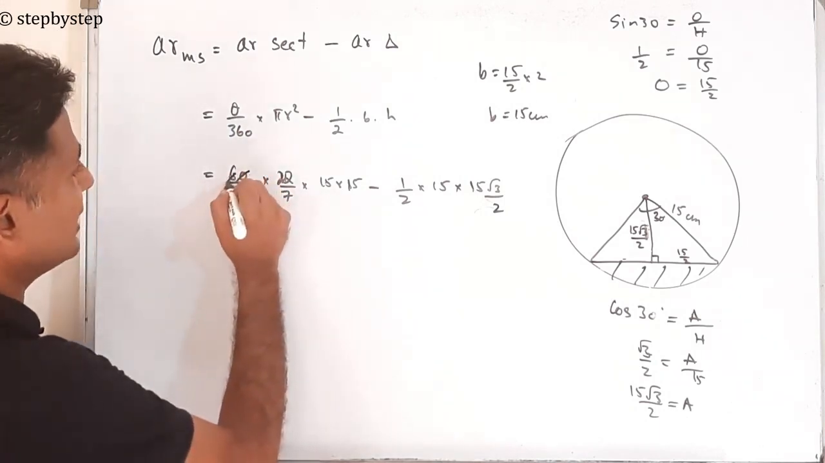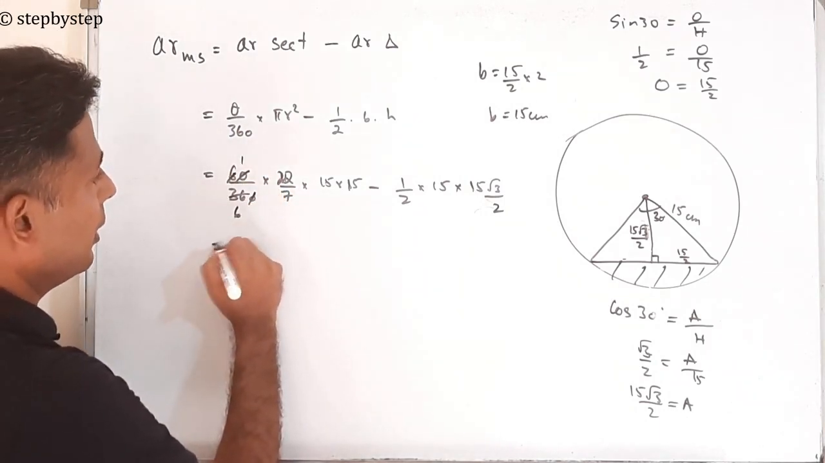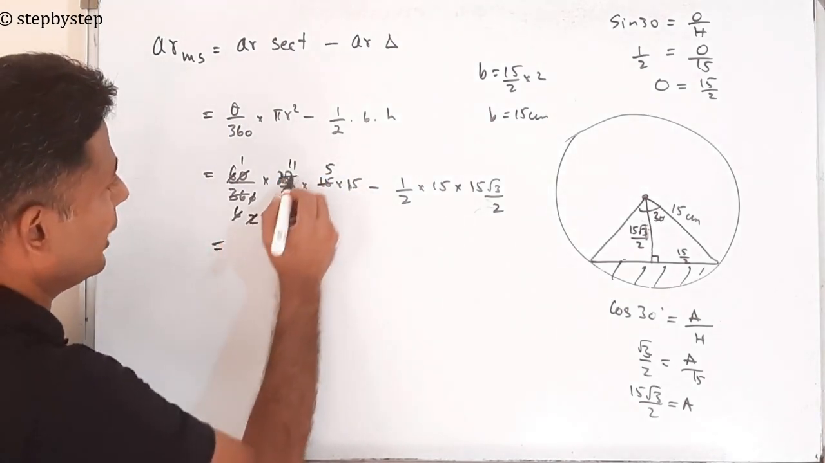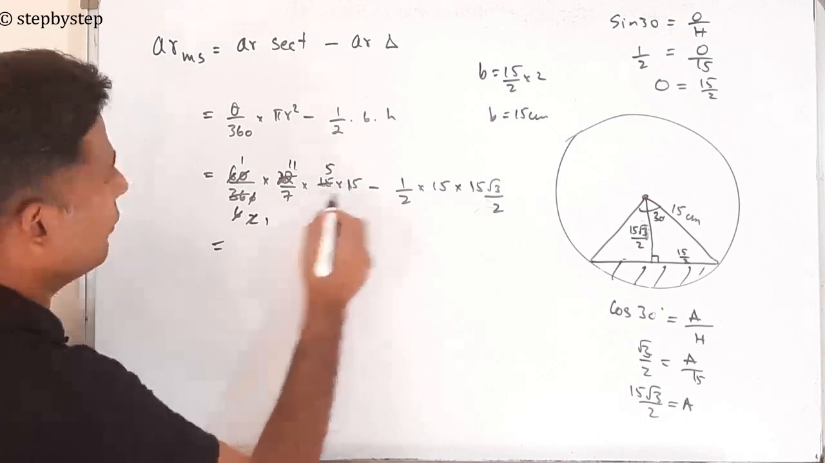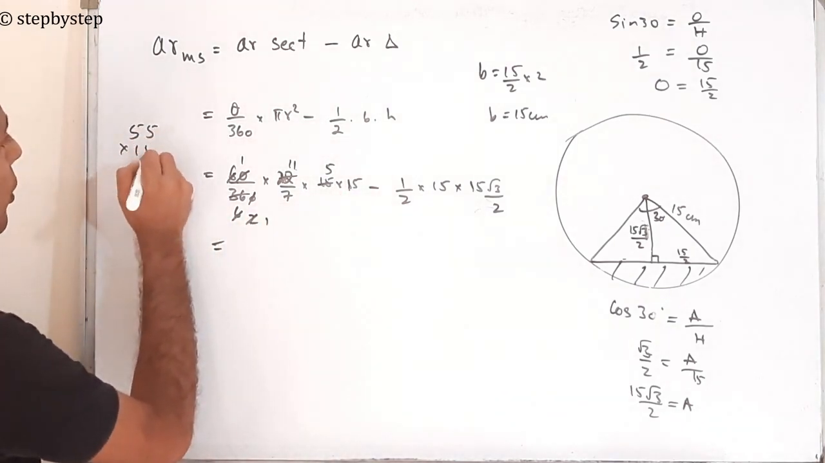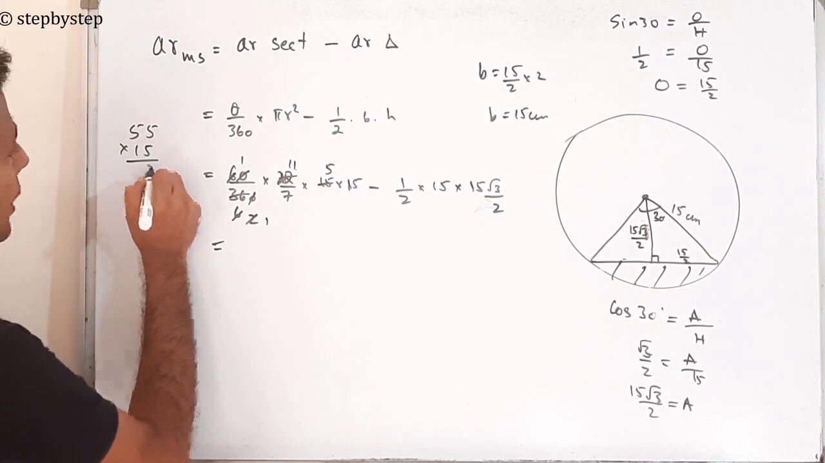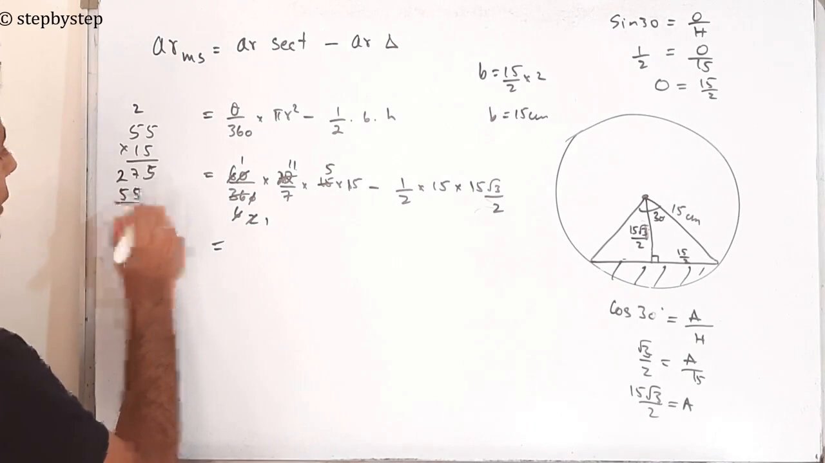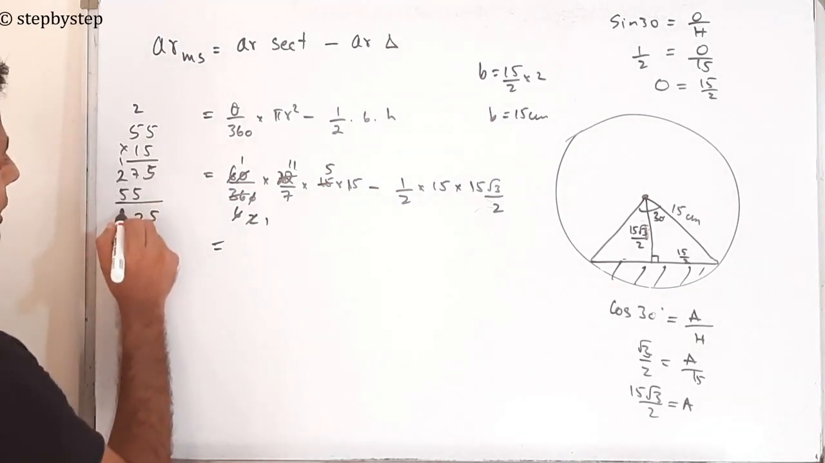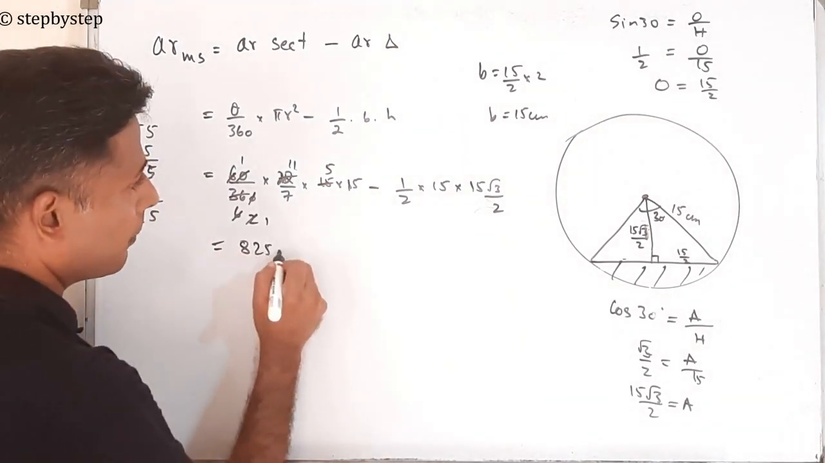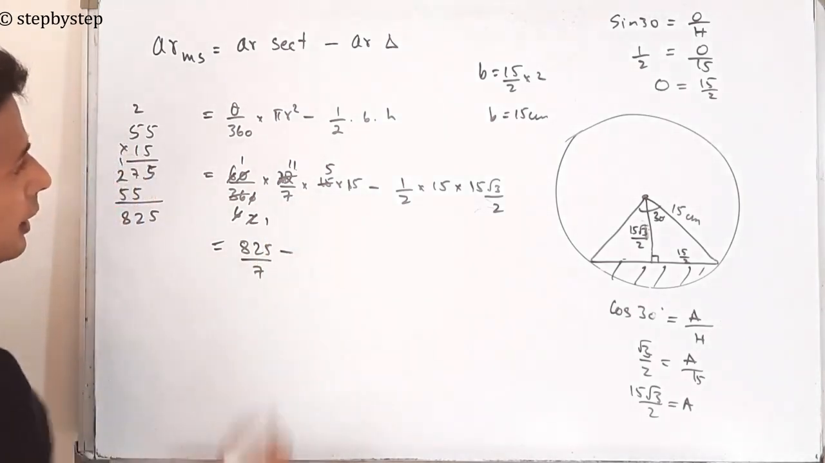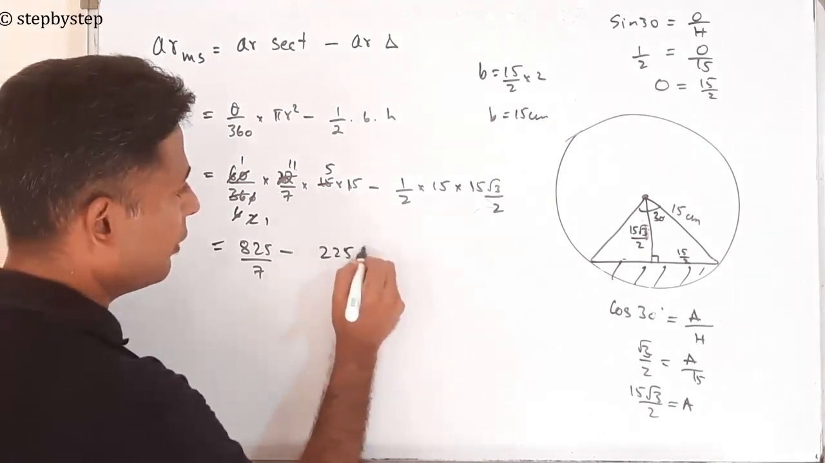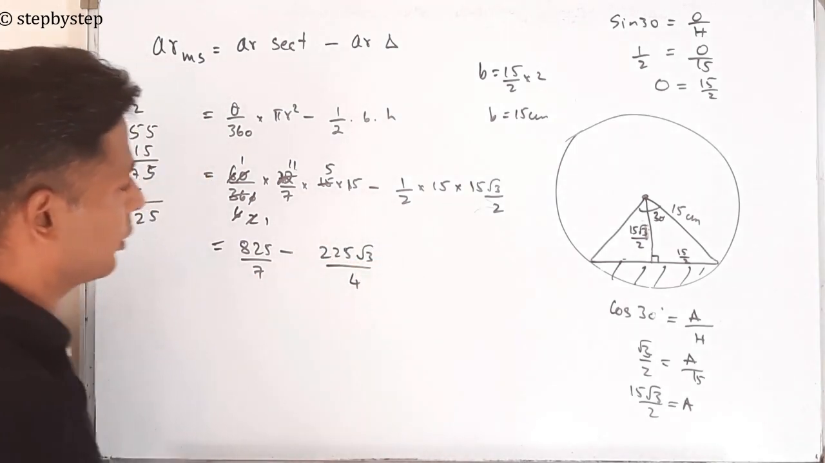Alright, the 60 and 360 cancel, 6 1s are 6, 6 3s are 18... so I get 11 into 5, 55 into 15. So 55 into 15, that gives 825, so 825 by 7, minus here I get 15 into 15, 225 root 3 by 4.